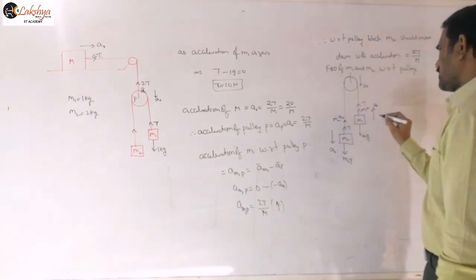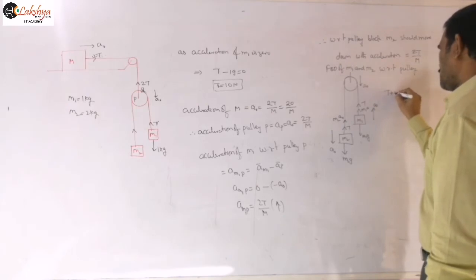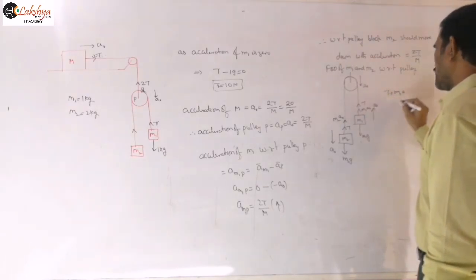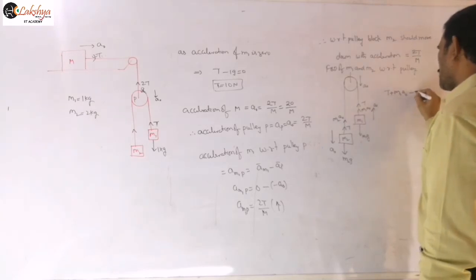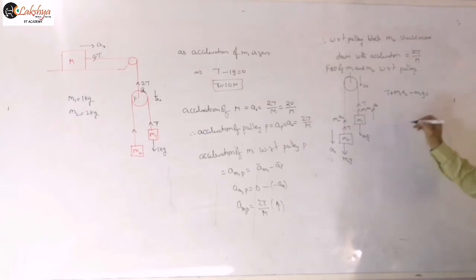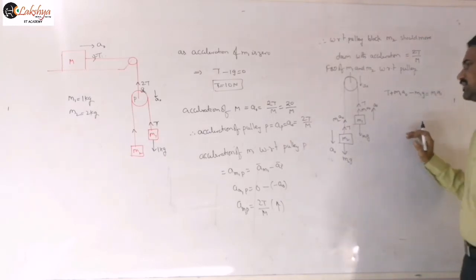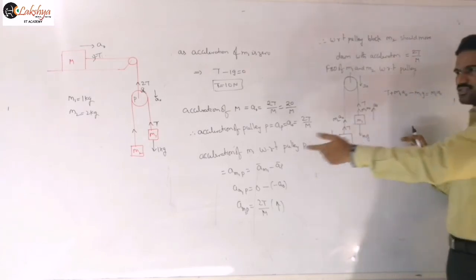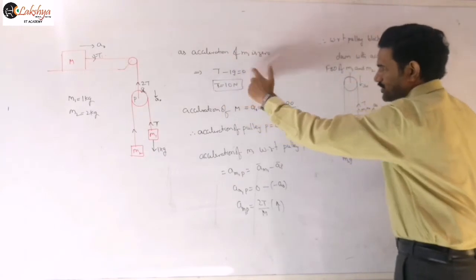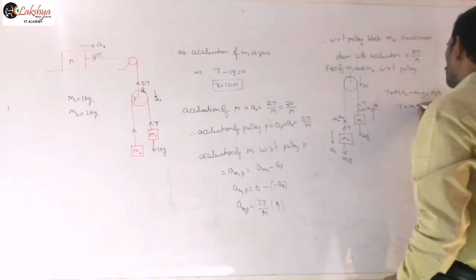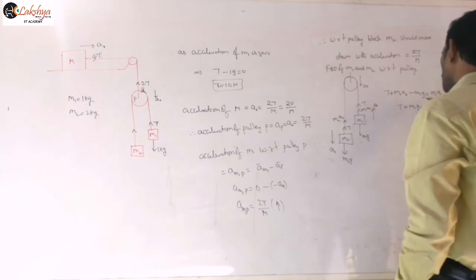So first, for example, I am writing for this: T plus M1A0 minus M1G is equal to, and this you will get this expression as M1 into A0, right? This is nothing but the force equation for this. For this actually you will get the original equation only, what we mentioned here. The same equation you will get here, so that T is equal to M1G you will get, which is 10, which we already mentioned there.